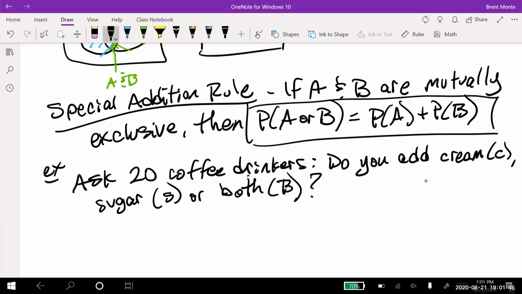Now, realize if you add both to your coffee, then when they say, hey, do you add cream? You have to say yes, because you do add cream. When they say, do you add sugar? You're going to say yes, because you add sugar. Do you add both? You're going to say yes. So if you add both, you say yes all 3 times. Okay, if you just add cream, obviously you just say yes to the cream.